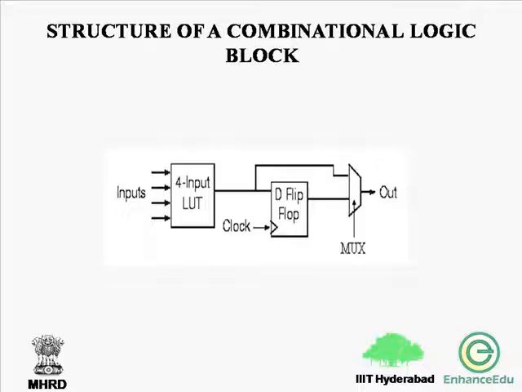The philosophy behind this 4-input lookup table is that I am storing the truth table of a 4-variable Boolean function, or less than 4-variable Boolean function in each LUT.